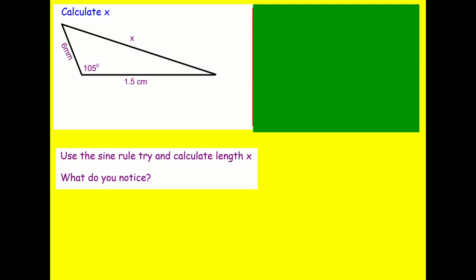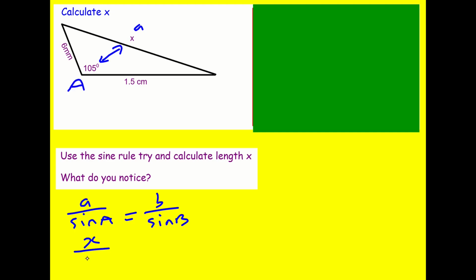The issue when we try and use the sine rule is that we have this sort of side angle pair here, but we don't know what x is. But then we don't have another side angle pair. So if we take the formula that we've been using, a over sine A equals b over sine B, then we can write down that x, if I call this one A, over sine 105, which is our normal way of writing it.